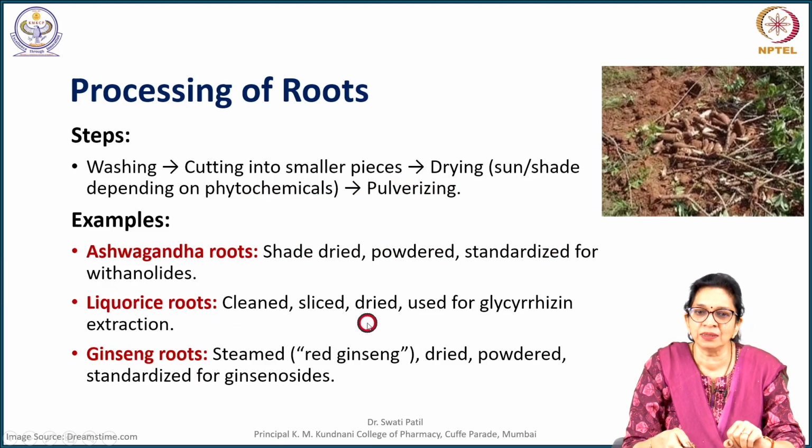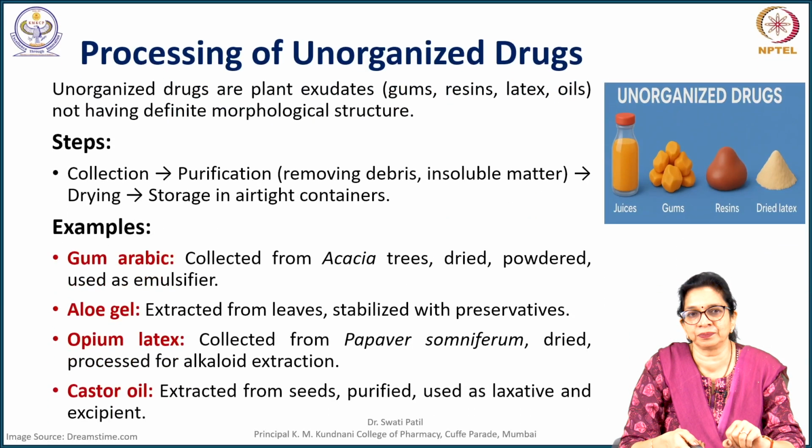Licorice root is cleaned, sliced, dried and used for glycyrrhizin extraction. It is standardized with respect to glycyrrhizin. Ginseng root is steamed, dried, powdered and standardized for ginsenosides. Very important, processing for unorganized drugs.